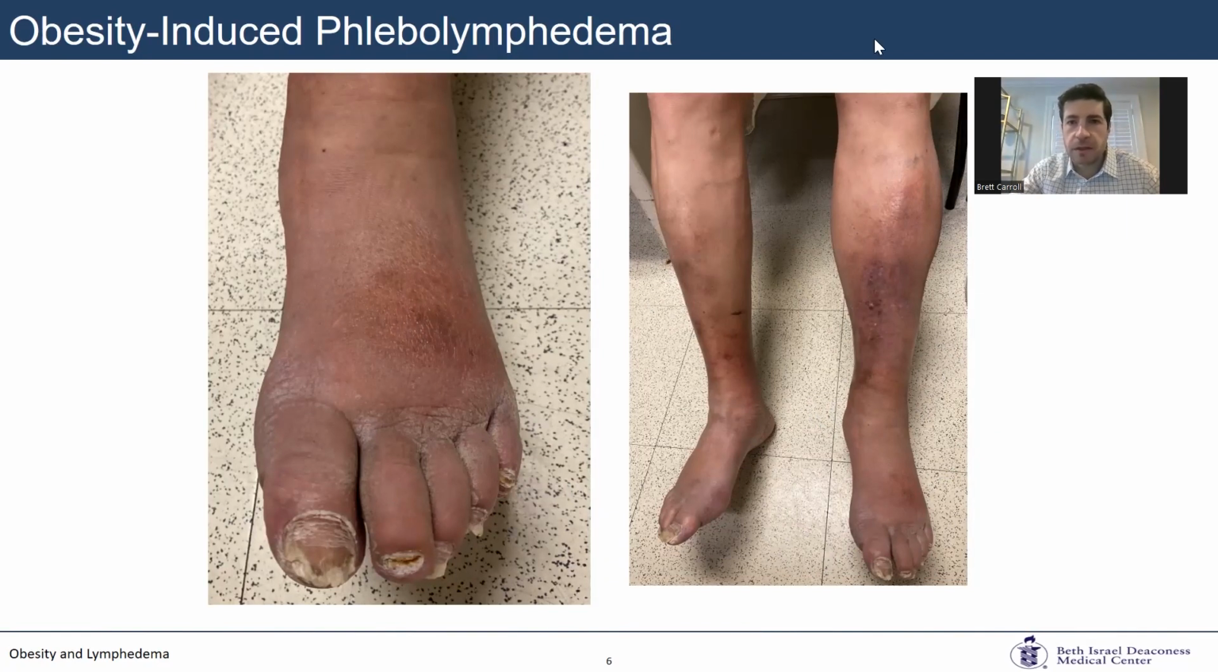So I'm going to stop and let Dr. Powell take over and give us an update on the medical management and focus of obesity for these patients. Thanks, Brett. So I just want to talk about sort of some of the current treatment options for obesity.